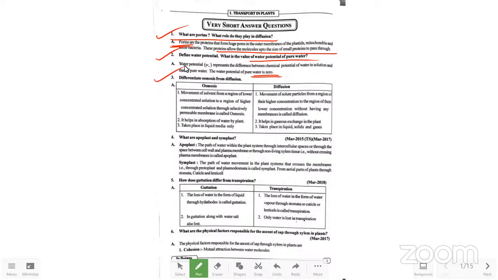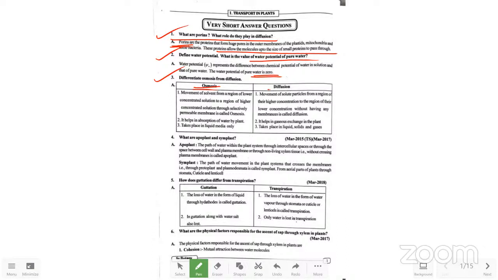The next one is: differentiate between osmosis and the diffusion process. What is meant by osmosis? Movement of water molecules from the high water potential to lower water potential, that is, from high chemical potential to lower chemical potential. That is called osmosis.